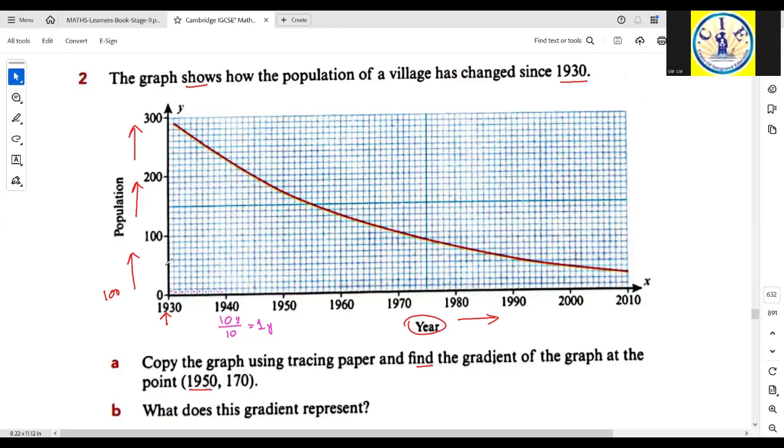So we can do it in a way: 100 divided by 10, that is 10. That means this is 10, this is 20, this is 30, and so on. Now for 170, this is 150, 160, and 170 is here. Now we need to join it here. So this is the point at which we need to draw the gradient.